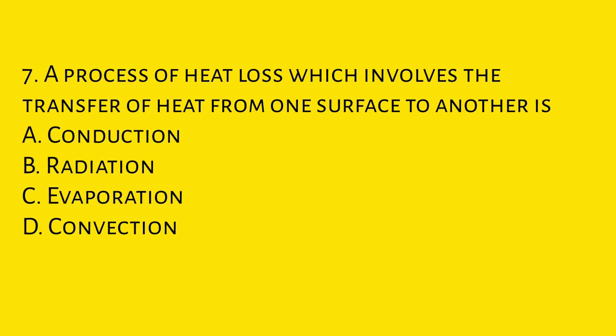7. A process of heat loss which involves the transfer of heat from one surface to another is A. Conduction. B. Radiation. C. Evaporation. D. Convection. Correct answer. A. Conduction.